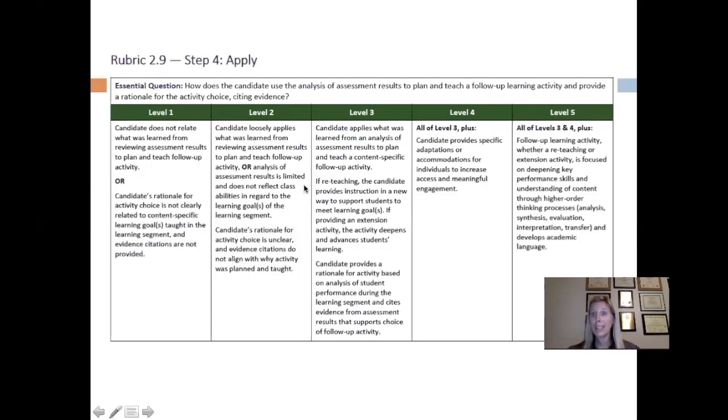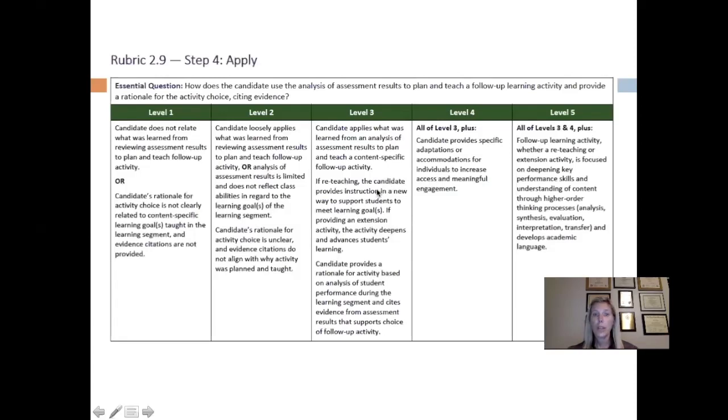If we land here, it's still considered passing and is still that level 2. But of course, we want to aim for level 4. In order to get to level 4, it says that you apply what was learned from an analysis of assessment results to plan and teach a content-specific follow-up activity. So what you're planning to teach truly connects to what you previously taught.